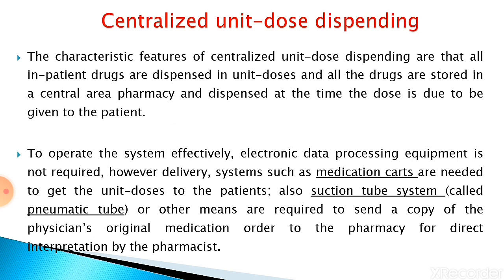To operate this system effectively, electronic data processing equipment is not required. However, different delivery systems are used, such as medication cards that are needed to get the unit doses to the patient. The second method is the suction tube system, which is also called the pneumatic tube system, or other means are required to send a copy of the physician's original medication order to the pharmacy for direct interpretation by the pharmacist. So in this method we can use medication cards or the pneumatic tube system, which is nowadays mostly used in hospitals.